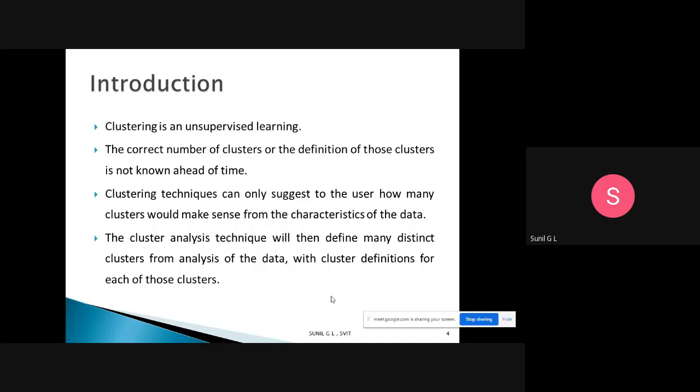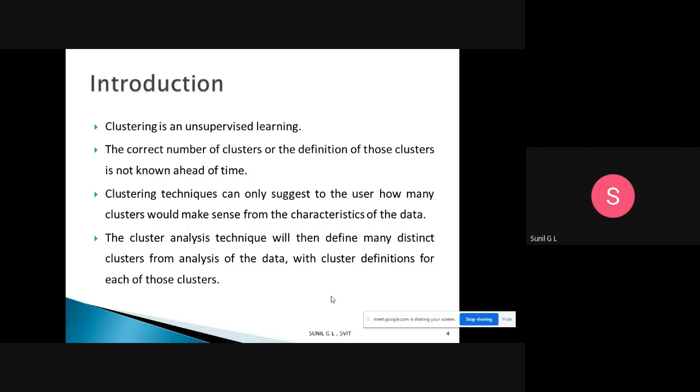So the clustering techniques can only suggest how many clusters we can make for the user based on the data set, but it won't tell. So it depends on the user. If we identify three clusters, okay, fine. If it is identifying four clusters, okay, fine. The clustering techniques will just suggest.